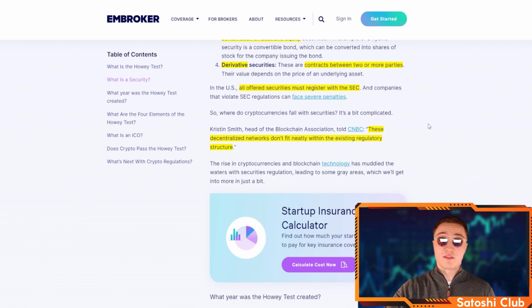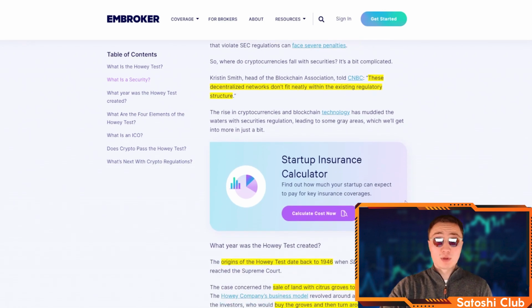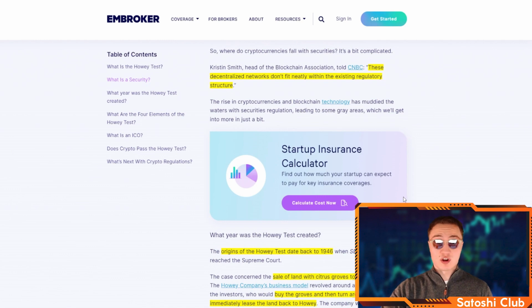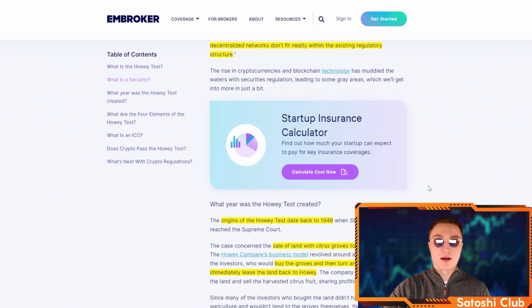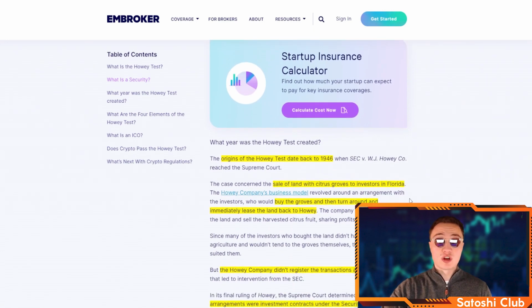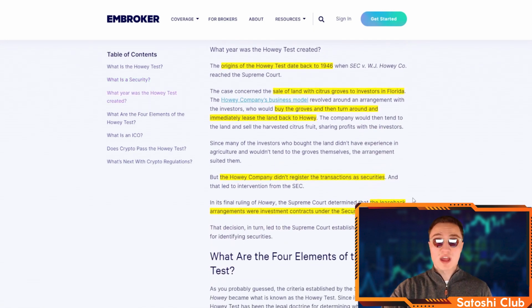Kristen Smith, the head of the Blockchain Association, told CNBC that these decentralized networks don't fit neatly within the existing regulatory structure, which means that cryptocurrencies and blockchain technology, or just more specifically cryptocurrencies, don't really succumb to the Howey Test and shouldn't, because they shouldn't be watched as securities.